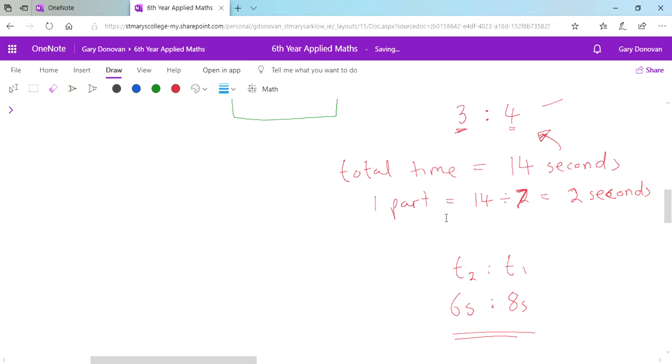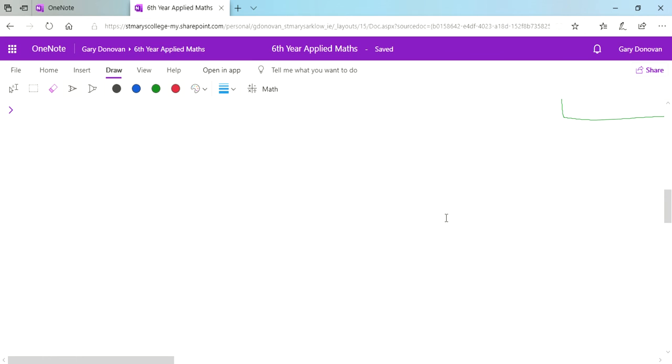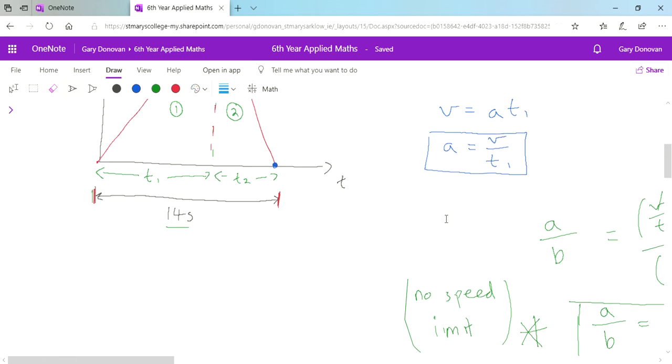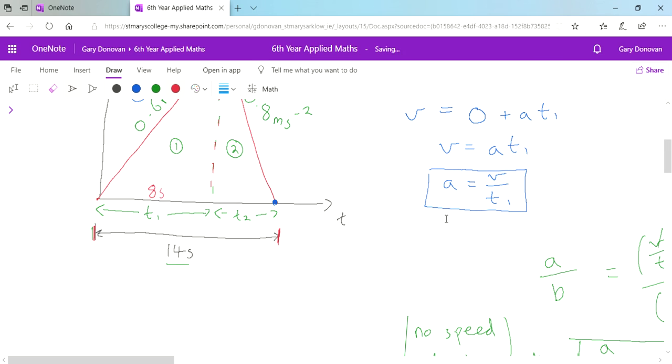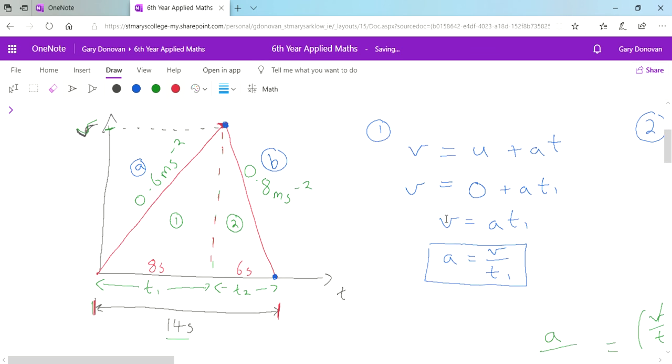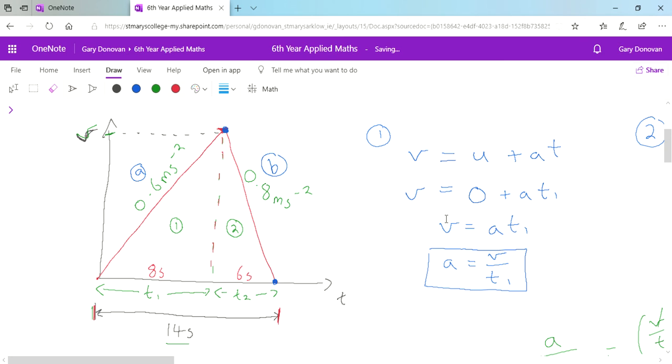Now that we've figured out what t1 and t2 are, we can put that on our graph. Going back over here, t1 we figured out was 8 seconds, and t2 was 6 seconds. When you look at your graph, it makes sense that t1 is bigger than t2, because here we have a lower acceleration, which means a lower slope. Here we have a higher rate of deceleration, which means a higher slope. So smaller slope here but bigger time, bigger slope here but smaller time.